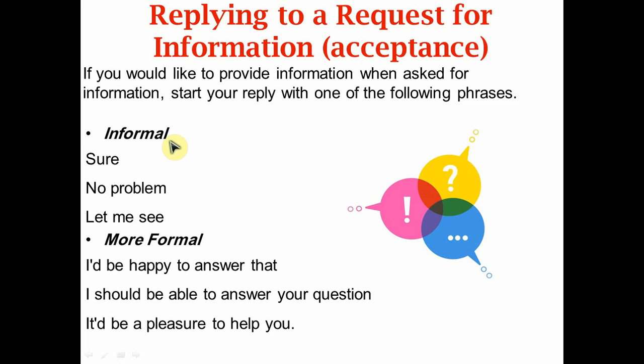In an informal situation, when someone asks you for information, you can simply say, sure, no problem, let me see. Okay? You can use one of these in an informal situation. But in a more formal situation, you can say, I'd be happy to answer that. Or, I should be able to answer your question. It will be a pleasure to help you. So that's how to accept, to answer a question when someone asks you for information.